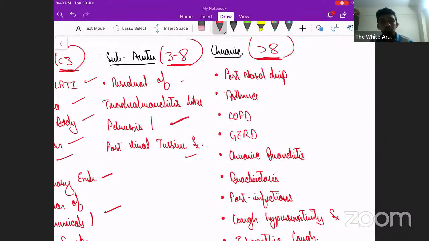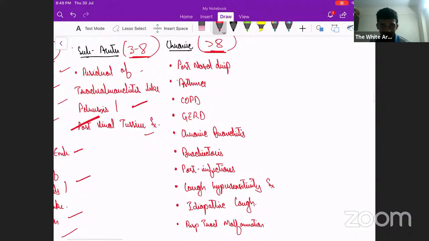So there is some residual amount of irritation still present which is causing it. So this post-viral you will consider usually. Next comes chronic, if it is greater than 8 weeks. So this is when it becomes challenging.